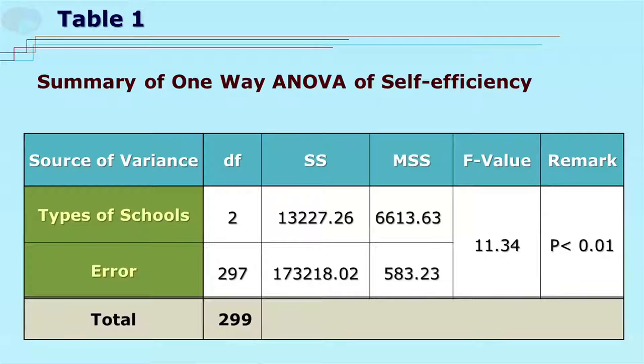From the table, it can be seen that the F value is 11.34, which is significant at 0.01 level with DF equal to 2/299. It means that the mean scores of self-efficacy of teachers teaching in primary, secondary, and higher secondary schools differ significantly. Therefore, the null hypothesis that there is no significant difference in mean scores of self-efficacy of teachers teaching in primary, secondary, and higher secondary schools is rejected.